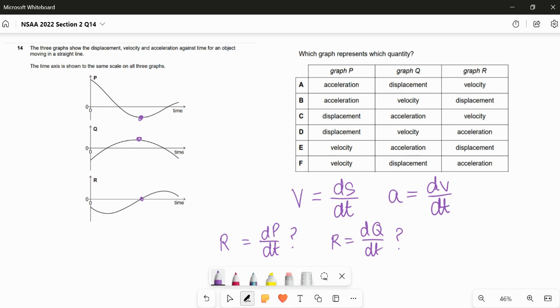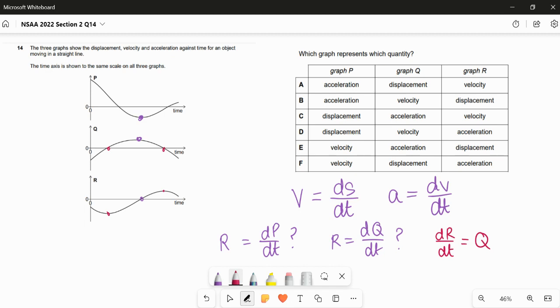Now R, if you look at its stationary points, has one here and here. So its derivative would have 2 zeros. Is there anywhere that this matches up? Well, actually, this matches up with Q. So what do we know here? We know that the derivative of R should be Q. So actually, dr by dt equals Q.